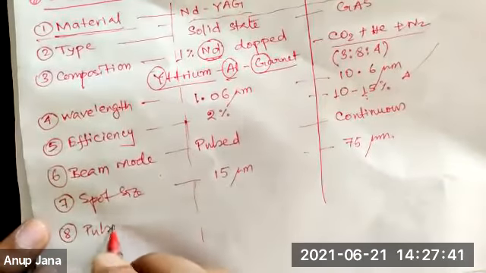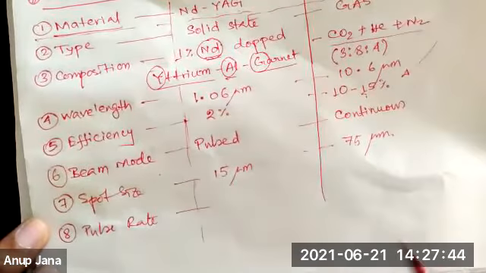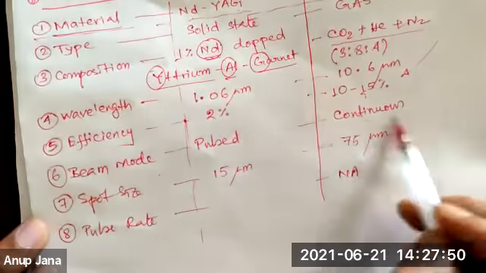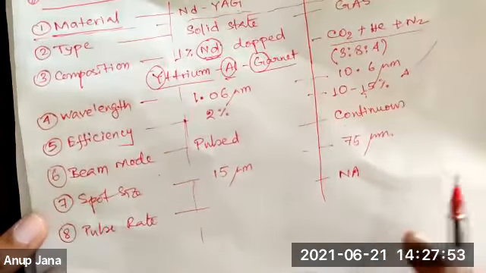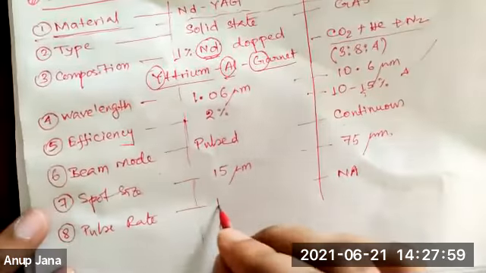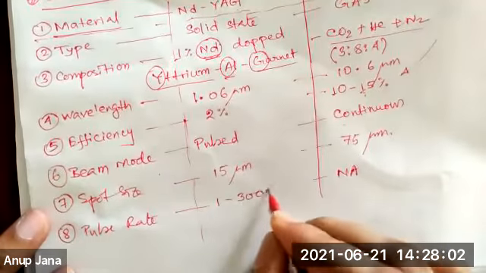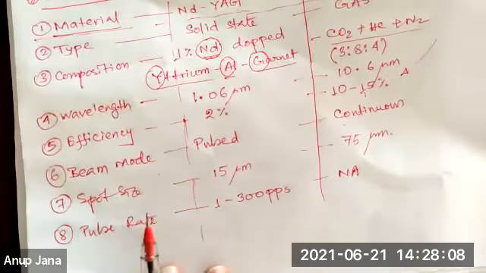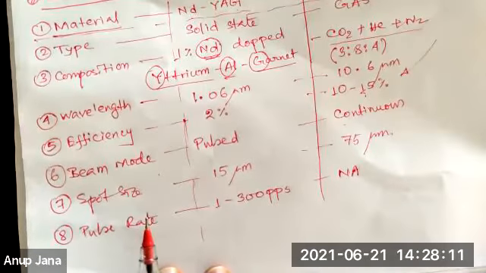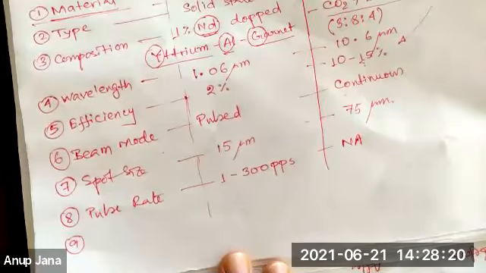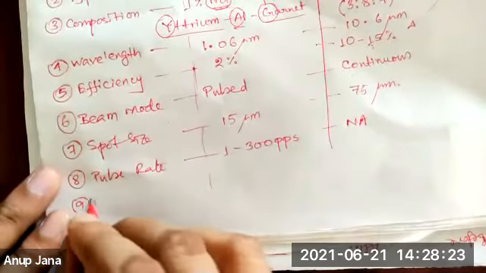Now, the eighth point, pulse rate. So pulse rate in case of CO2 laser is not applicable because we are going to use it in a continuous way. But here we have to give some pulses. So how many pulses can we give? 1 to 300 pulses per second. Is it clear? And the ninth one is our beam output.